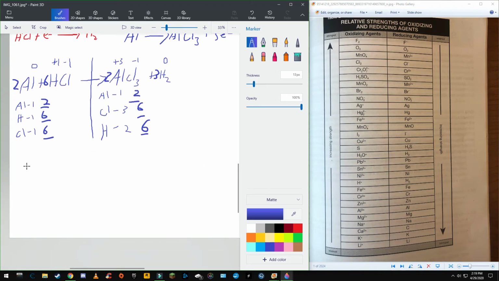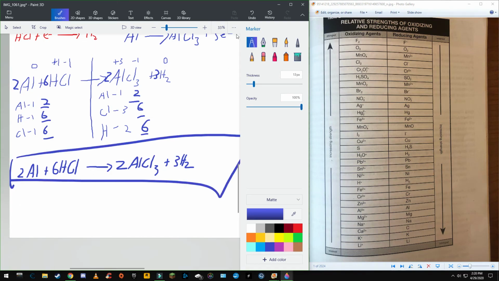So let's just write it out fully. 2Al plus 6HCl reacts to produce 2AlCl3 plus 3H2. That easy. And that's it. That's how you balance the equation.